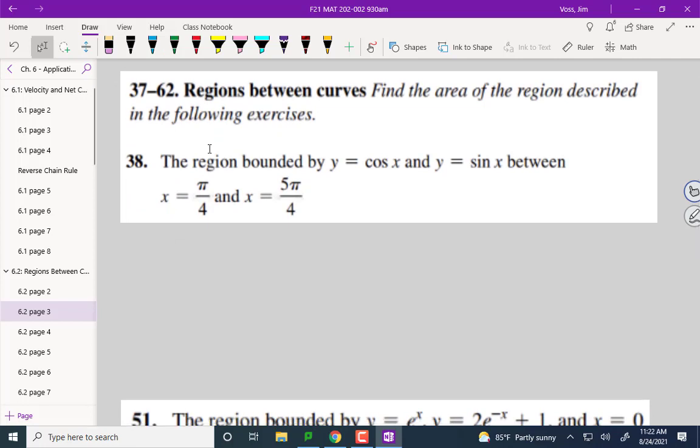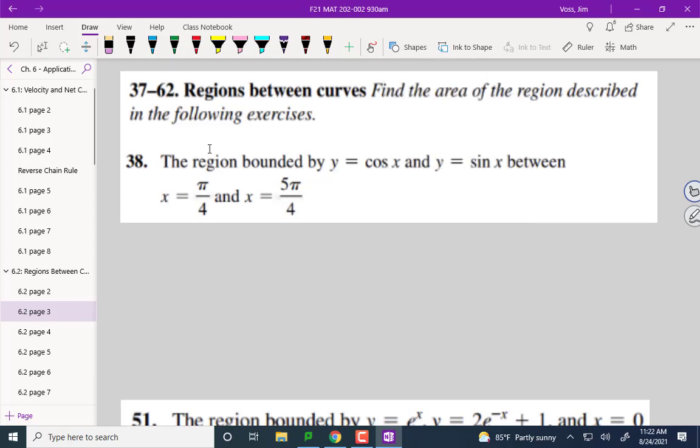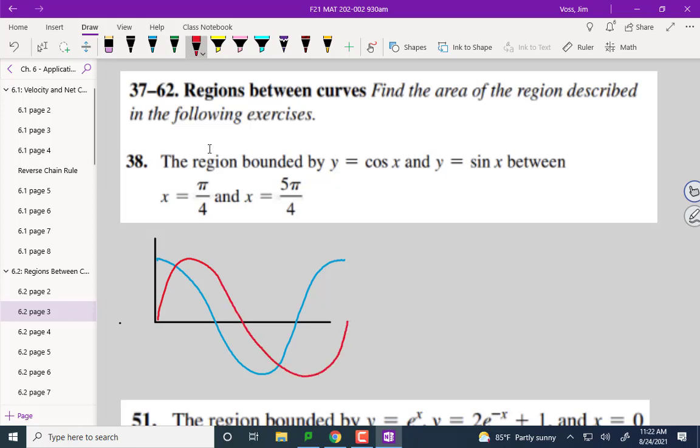So we're looking at sine and cosine on this interval. So let's go ahead and first look at cosine. Cosine starts up, comes down, and we'll just do a full period and then we'll modify it based on these points. Sine starts up, comes down, and finishes right there.